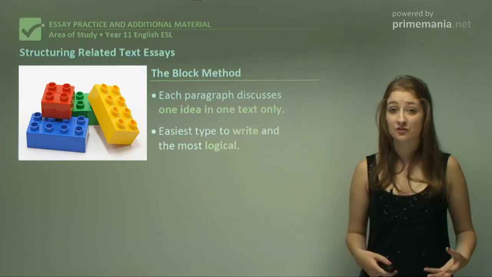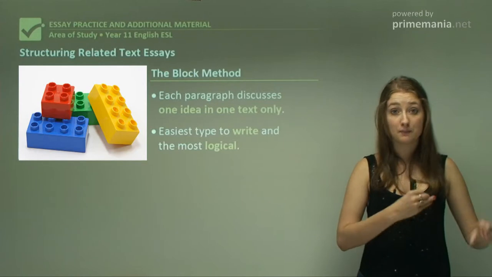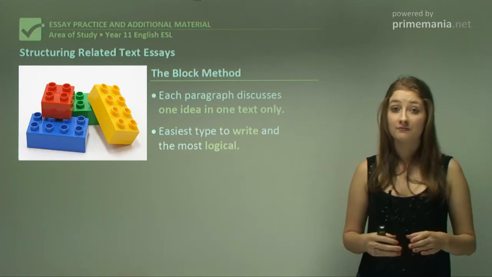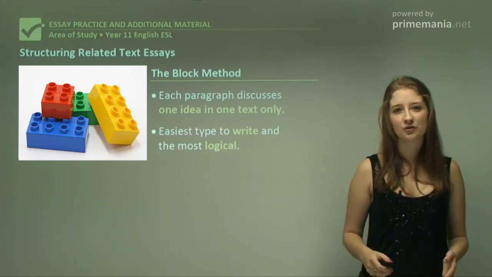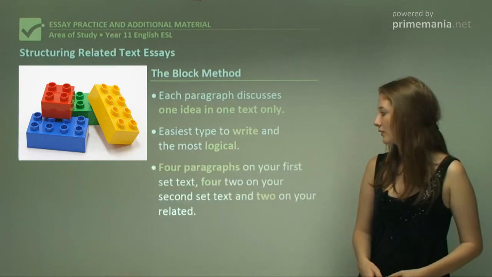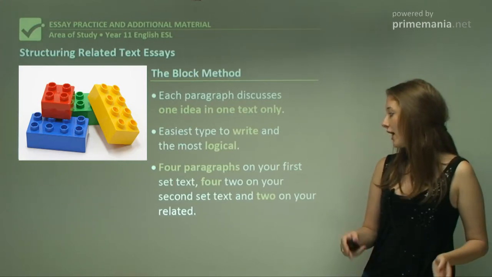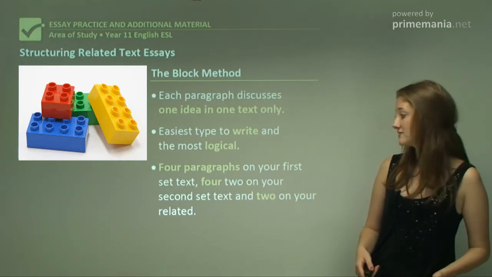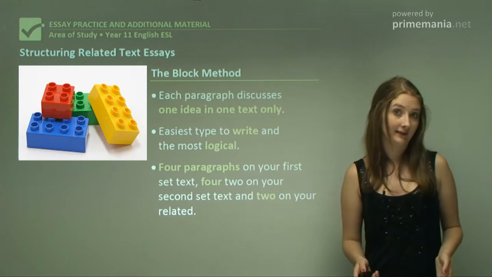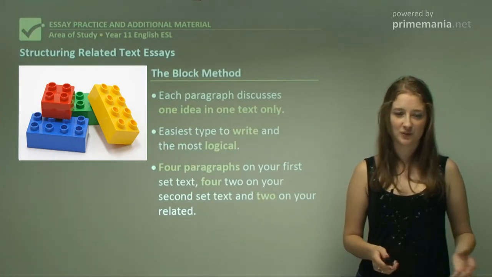This is the easiest to write and it's the most logical, basically just because like blocks, you're really breaking it up. You're having it all in very distinct stages and there's not too much linking or analysis required between the texts. This means that you'll have 4 paragraphs on your set text, 4 on your second set text, and then about 2 on your related text. So that's going to ensure that you have that 80-20 balance which we were discussing earlier.